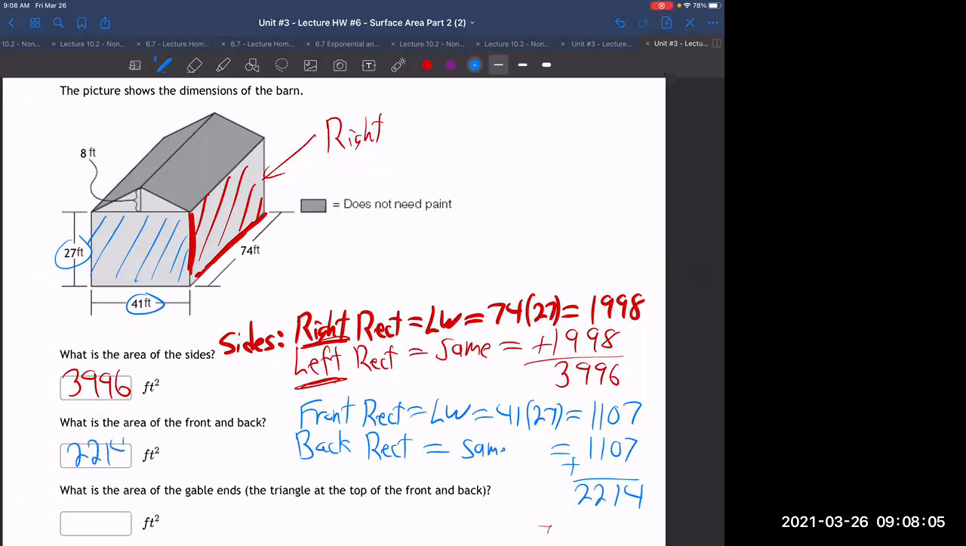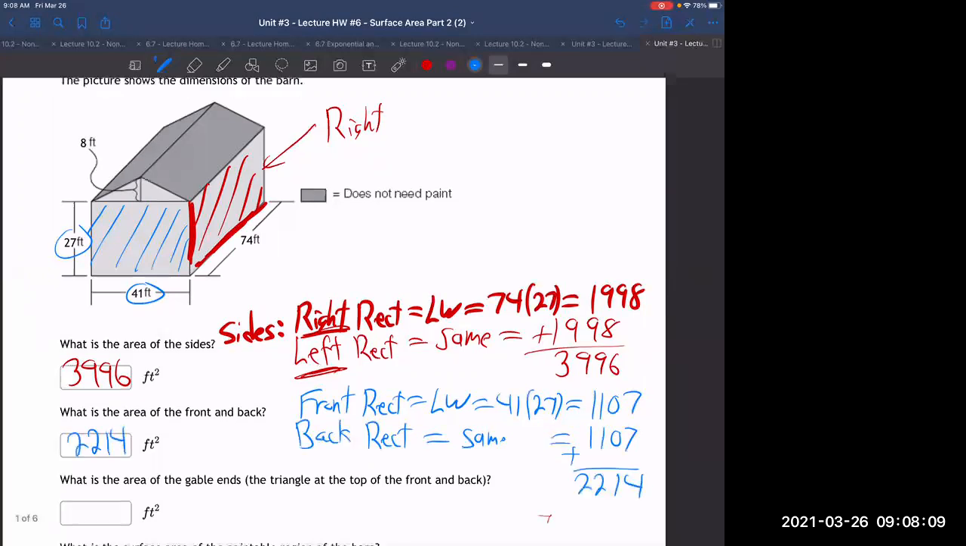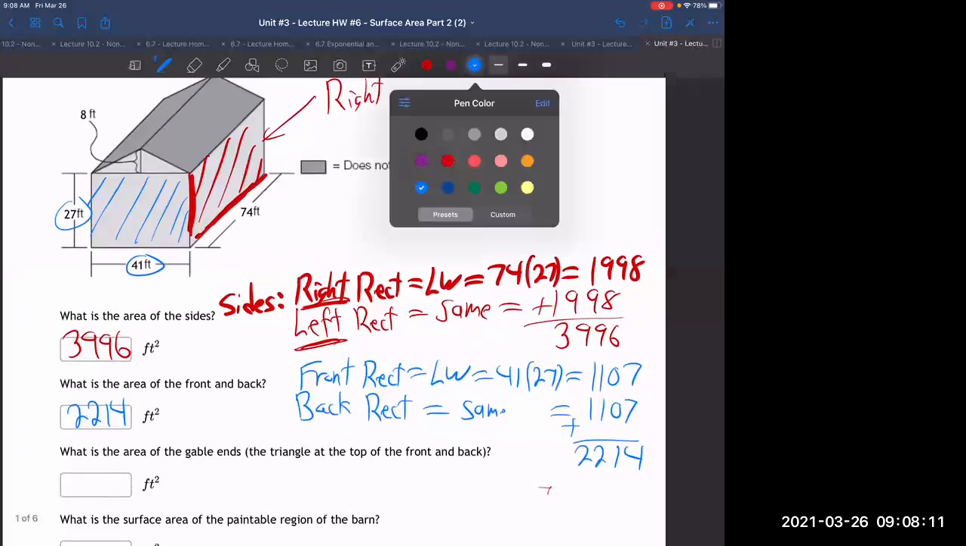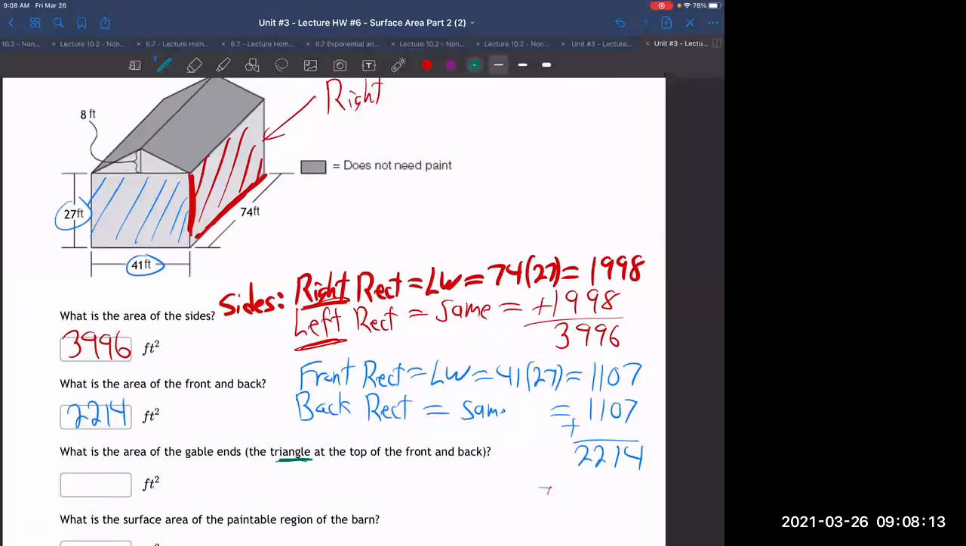2214. So we got the front and the back, the right and the left. And then the third question, they want us to find the triangle at the top of the front and back. They call it the gable ends. I heard that a long time ago, and that's not a common word. So we want to come up here and figure out this triangle at the top.